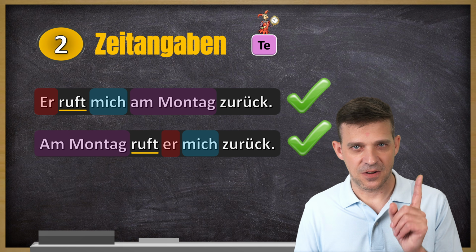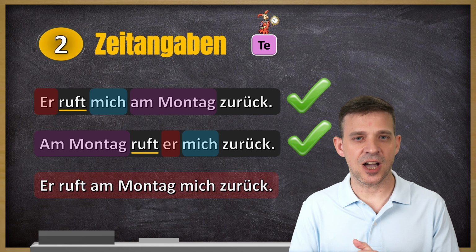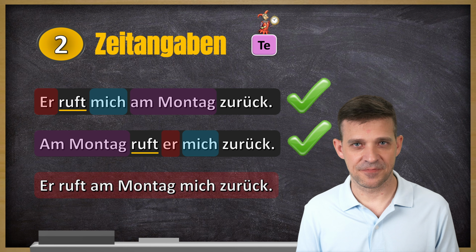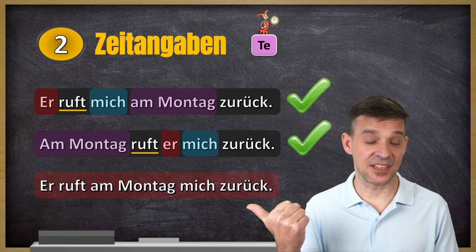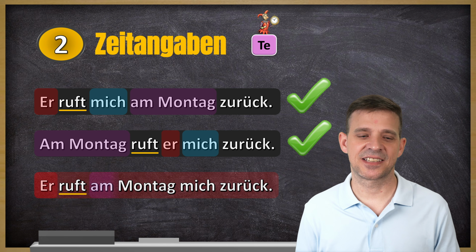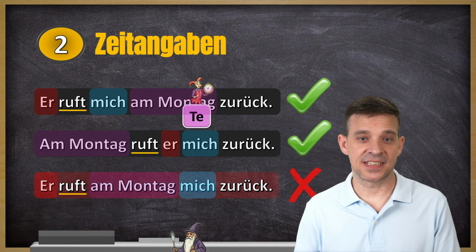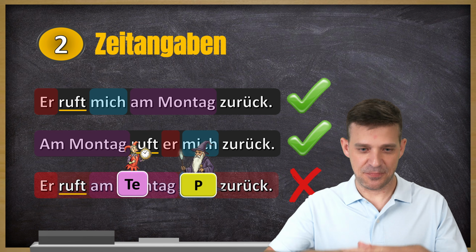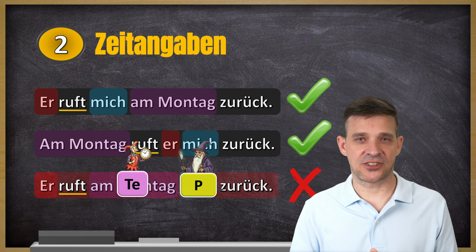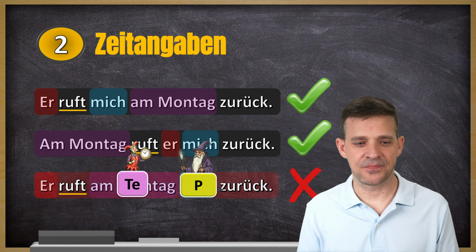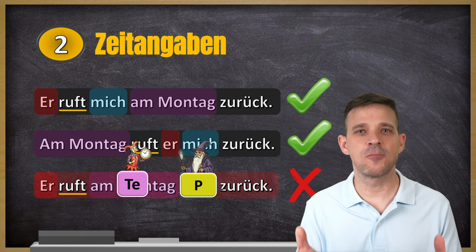Also perfect. What about this sentence? Er ruft am Montag mich zurück. And again, you see it's in red. This means das ist falsch. Why? Because here, again, you see that this time information stands before the magician, before the personal pronoun. And this is not how this kingdom works.